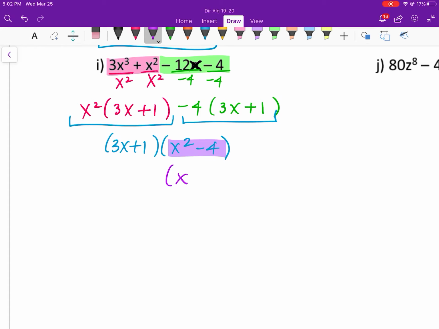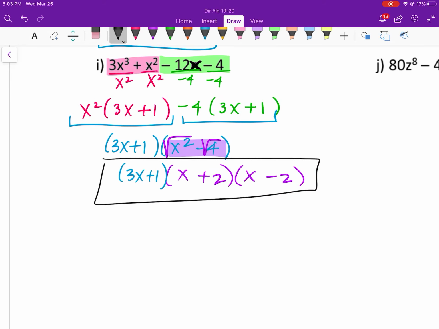So remember, those become 2 sets of parentheses. 1 plus 1 minus. We square root the first term to find out what goes first. And we square root the last term to find out what goes last. Don't forget about that 3x plus 1 that was out front, because it is along for the ride. There is our final answer.